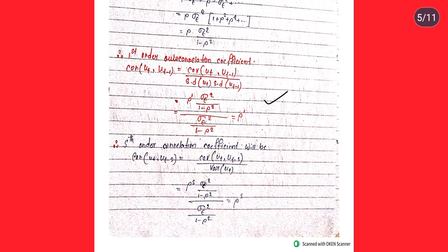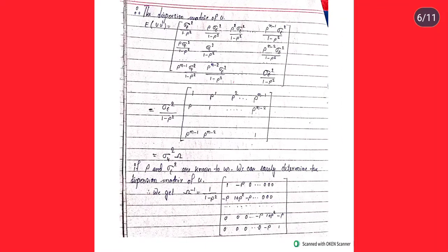So the s-th order correlation coefficient, the correlation between u_t and u_{t-s}, is equal to the covariance of u_t and u_{t-s} divided by the variance of u_t. The covariance is rho to the power s sigma epsilon squared over 1 minus rho squared, and the variance of u_t is sigma epsilon squared divided by 1 minus rho squared. These two terms cancel out, and finally we get rho superscript s.